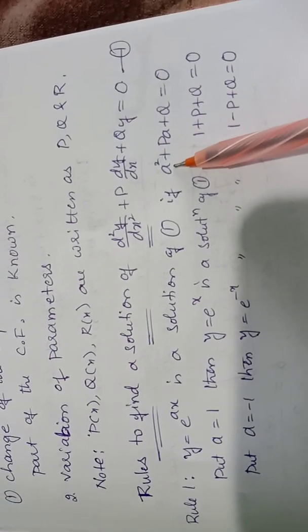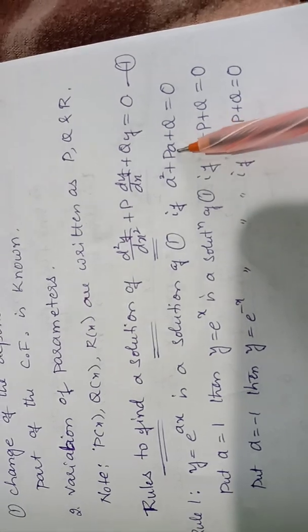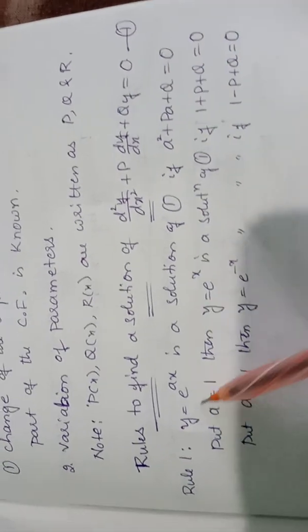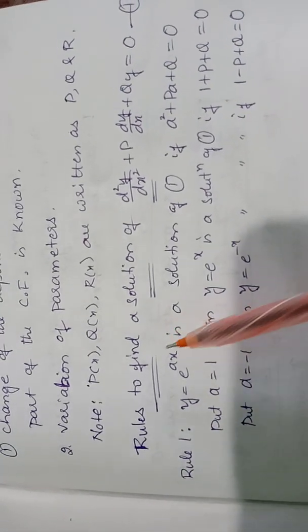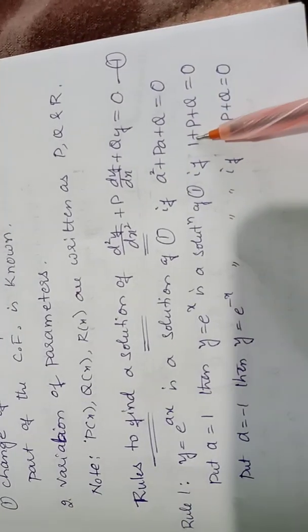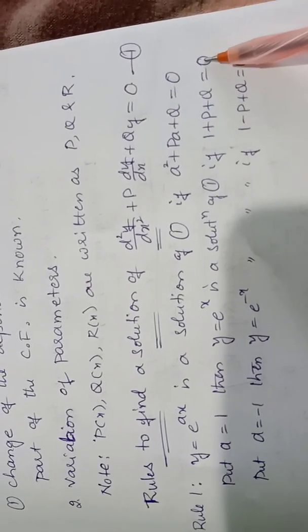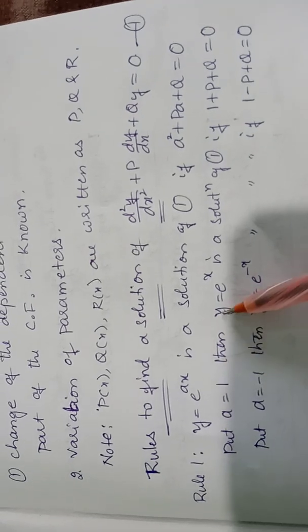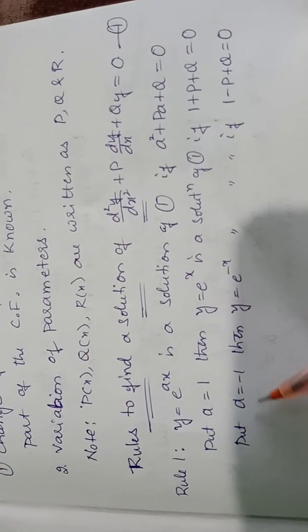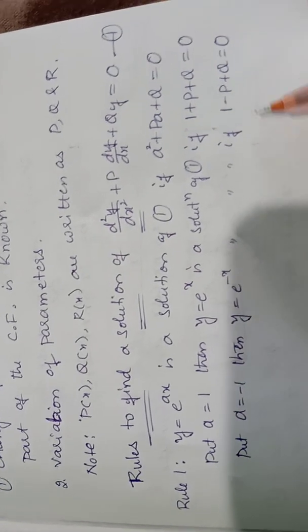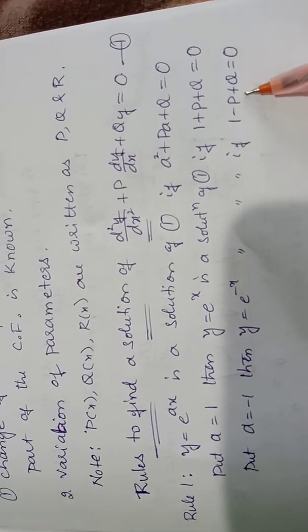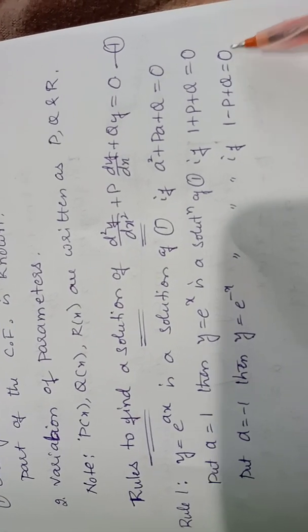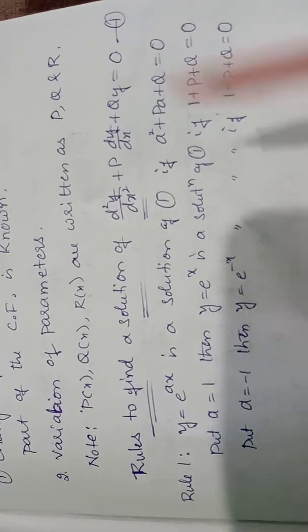If the equation is in the form a square plus pa plus q equal to 0, then y equal to e power ax is the solution. If 1 plus p plus q equal to 0, then the solution is y equal to e power x. And if a equal to minus 1, that is 1 minus p plus q equal to 0, then the solution is y equal to e power minus x.